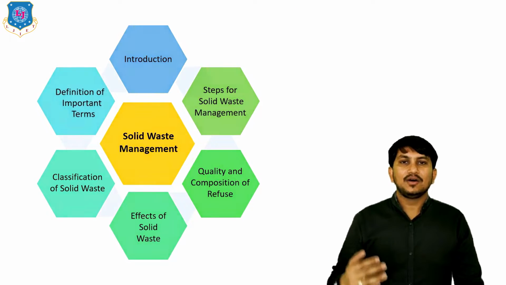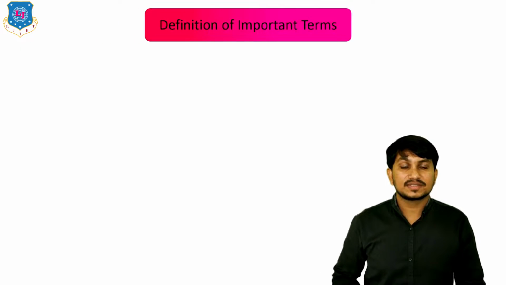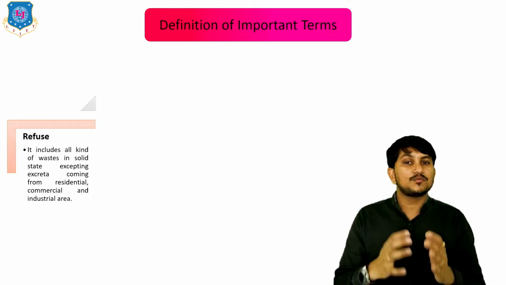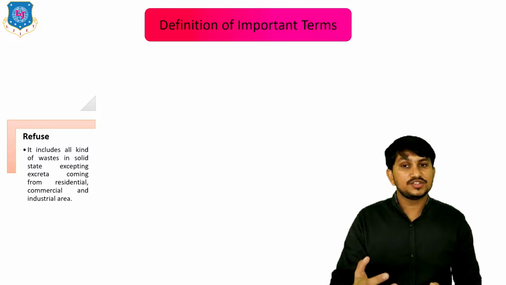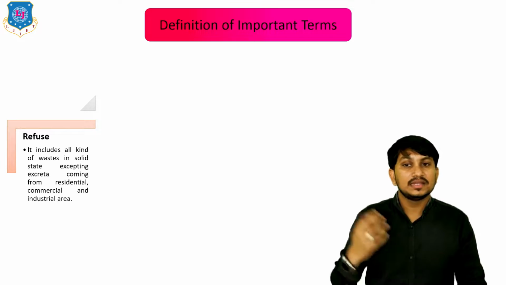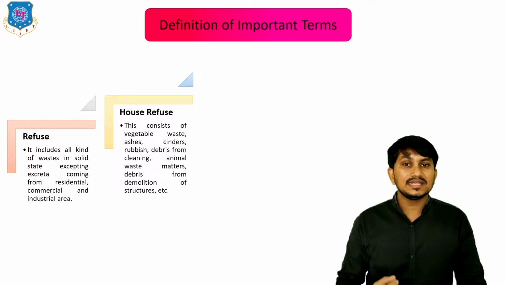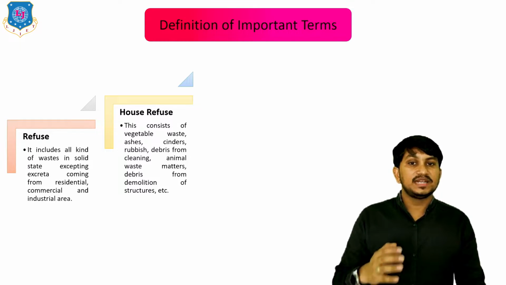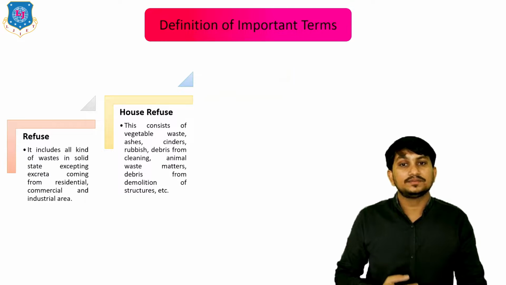Now let's discuss various definitions of important terms related to solid waste. First and main term is refuse. It includes all kinds of waste in solid state coming from residential, commercial and industrial areas. These refuse are of three types. First is house refuse. This consists of vegetable waste, ashes, cinders, rubbish, debris from cleaning, animal waste matter, debris from demolition of various structures, etc.